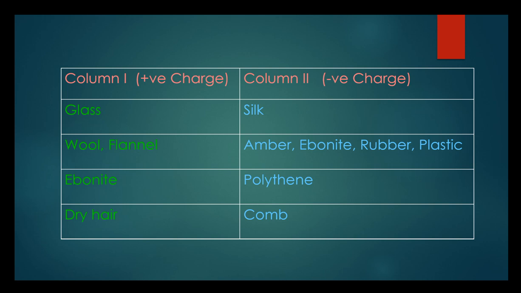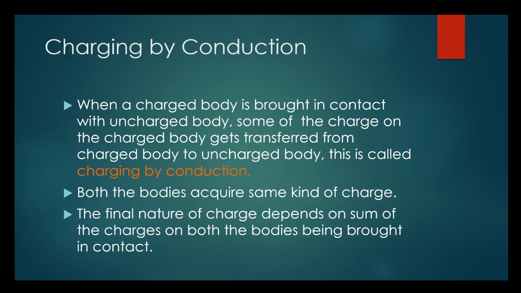Dry hair and comb, this is a very famous experiment which we do in our earlier childhood. We used to rub a comb with dry hair, and we used to see that the comb attracts small bits of paper. So here we can see the dry hair gets positively charged and the comb gets negatively charged. Next is the second method of charging, that is charging by conduction.